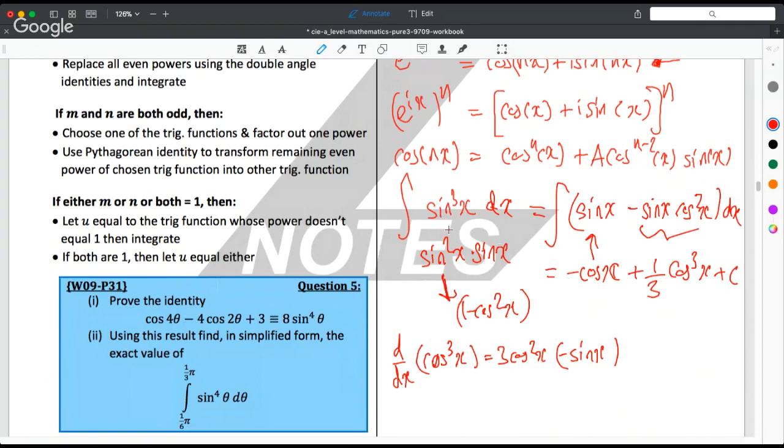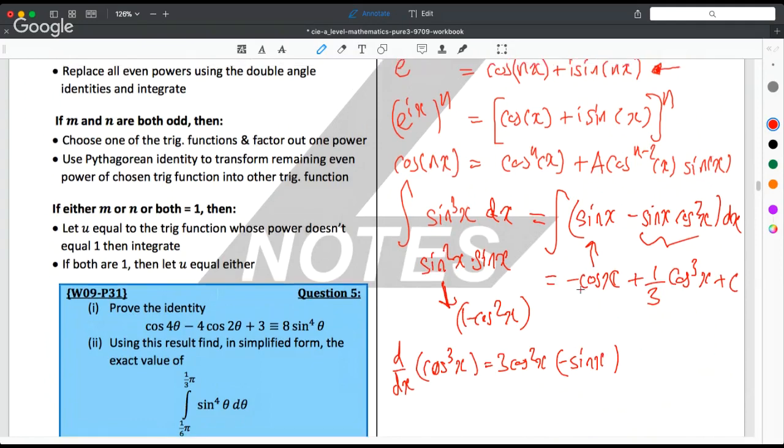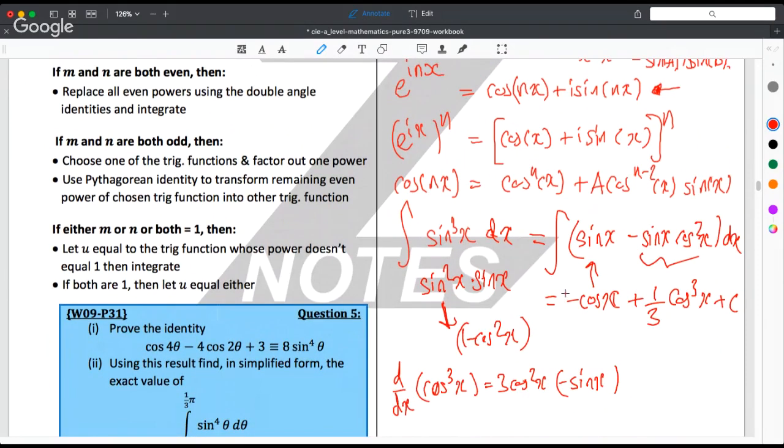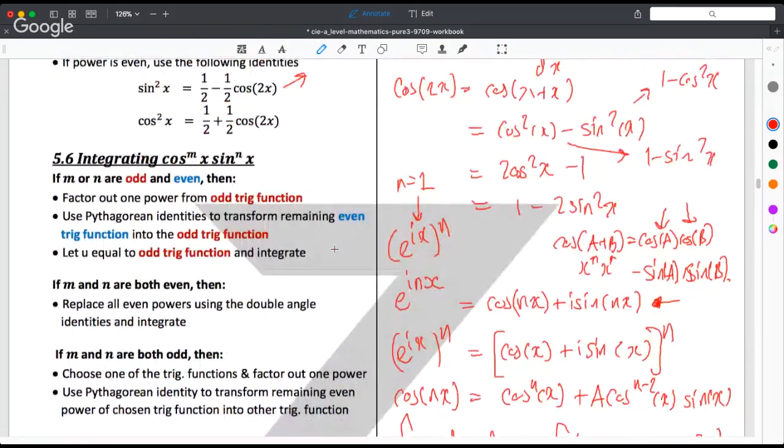The same thing, by the way, you can try doing it yourself. Maybe try integrating cos cubed of x. It's essentially exactly the same idea. Just there'll be a little bit of sign messing up because it's different. But yeah, you can try that one for yourselves if you want. Okay, so yeah.